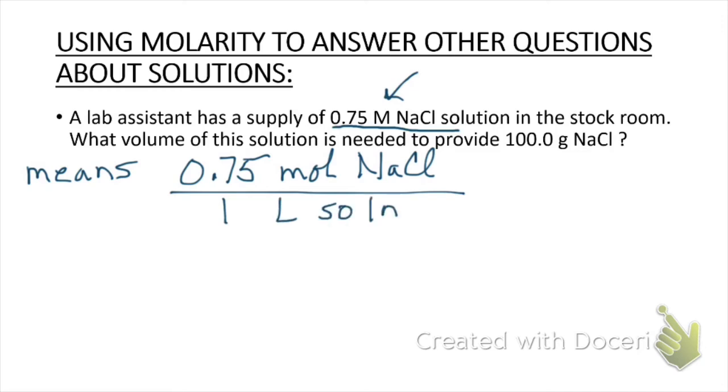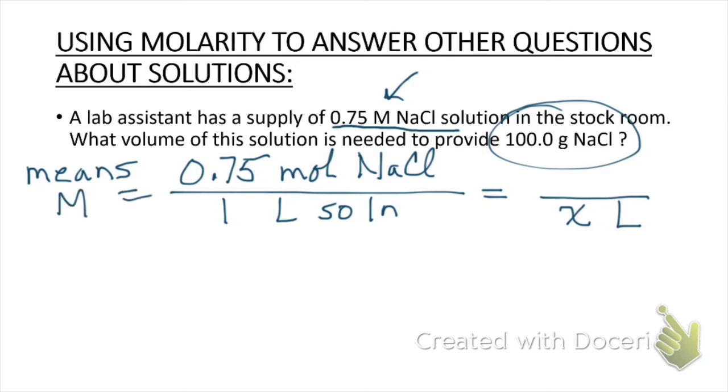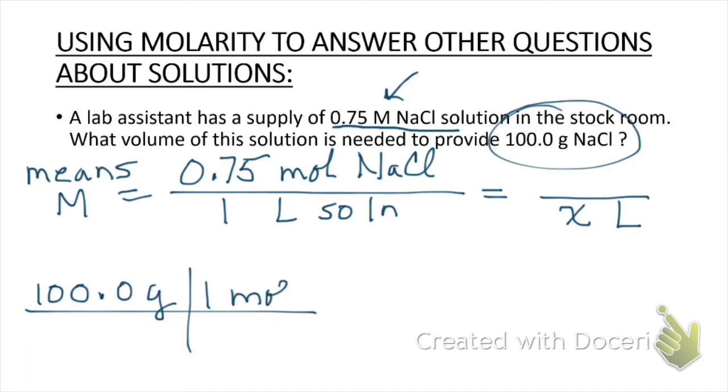So now, what are we being asked to find? I need to know, well, how much of that do I have to pour out so that I have 100 grams of sodium chloride? So the clue here is to recognize, okay, I'm looking to figure out what volume I need, but I need it for 100 grams. And a reminder that molarity is in terms of moles, so I'm going to have to figure out how many moles I actually need if I had 100 grams of sodium chloride.